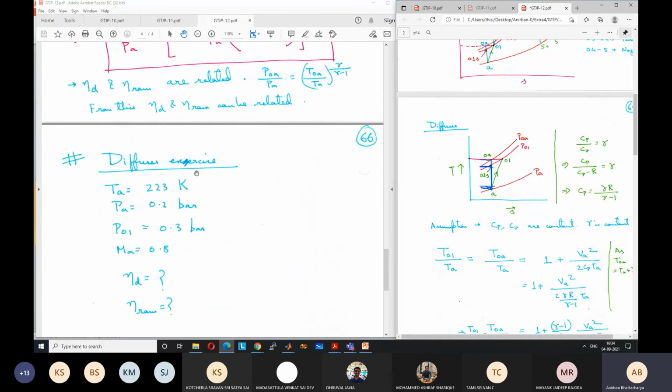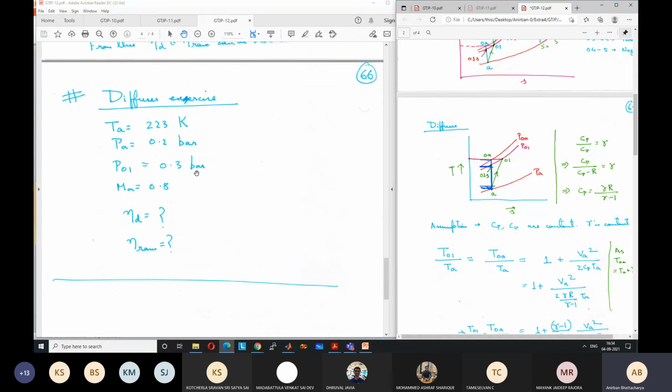I will leave you with this exercise to do. It is there in the notes. I have already uploaded the notes. Because every year the students find this part difficult, to understand this process, the diffuser process.